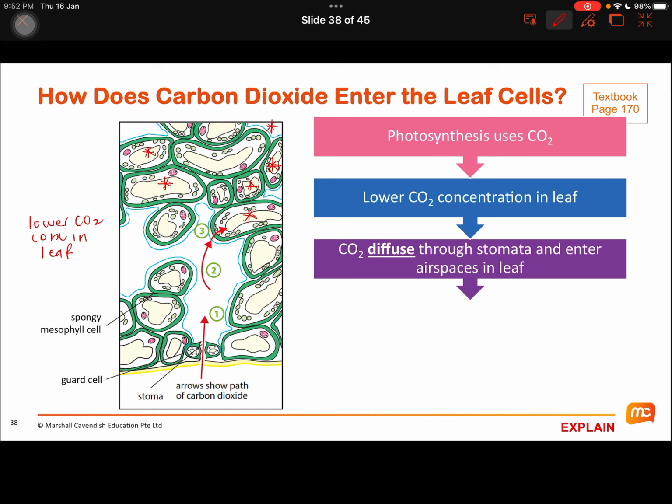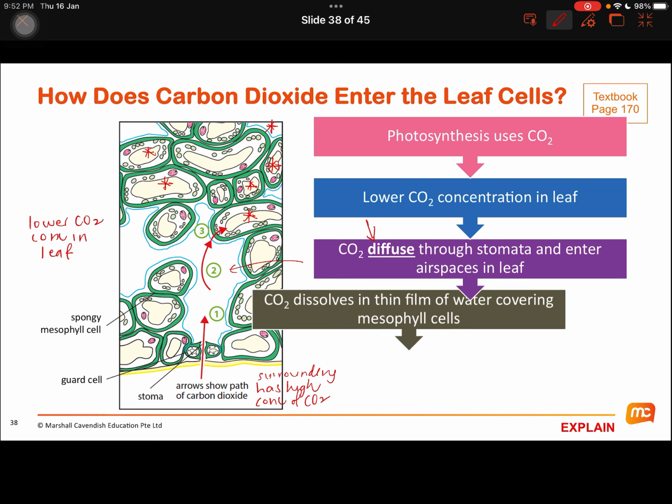As the surrounding has a higher concentration of CO2, CO2 diffuses, take note, alright, diffuses through the stomata and enters the airspace in the leaf. This is the intercellular airspace that can be found between the mesophyll cells, as seen in point number 2.